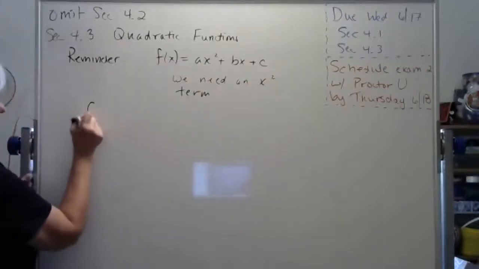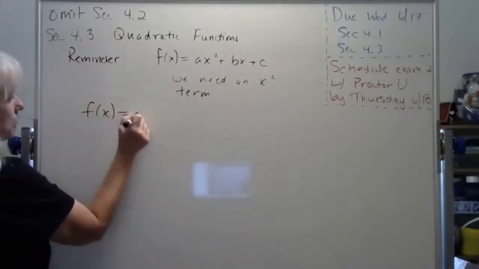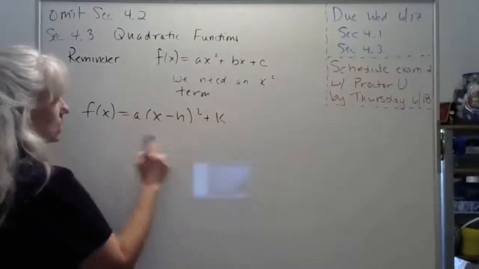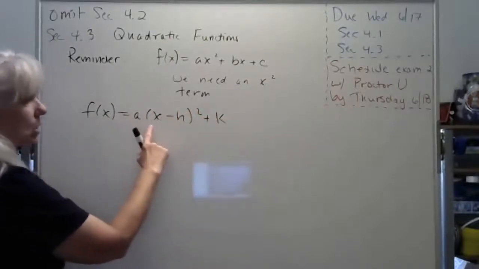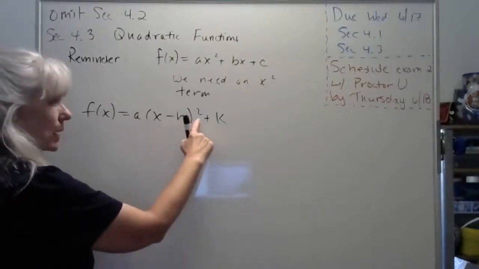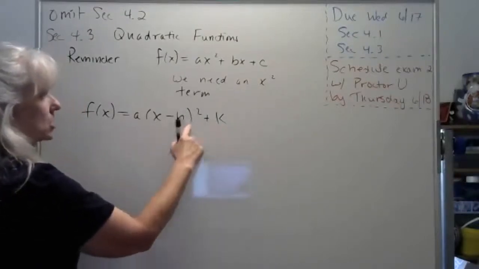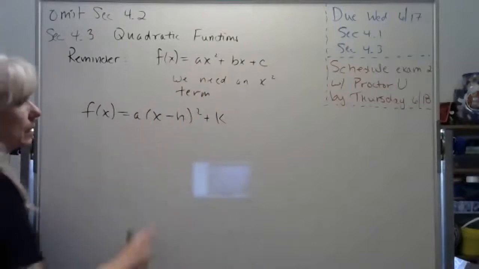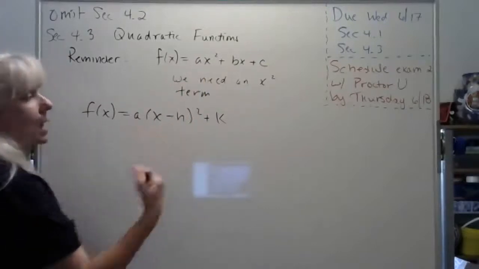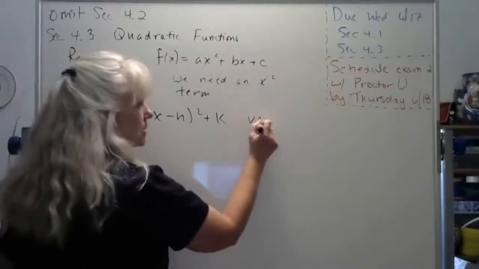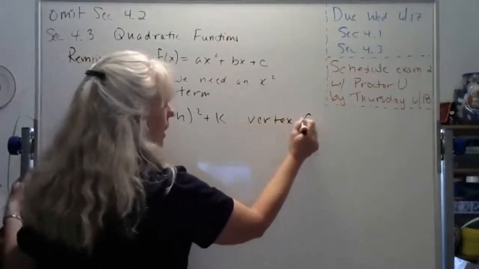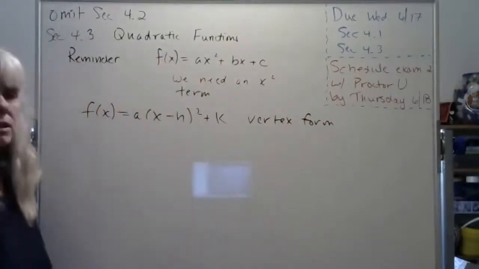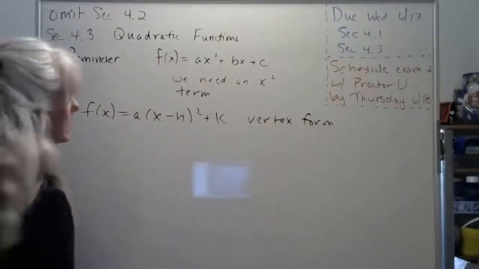So if we had it in this form, f(x) = a(x - h)² + k, these are both quadratic functions. They're just written in two different forms. This form is what I refer to as the vertex form, and you'll see why in just a second. We're going to use the idea of transformations to graph today.